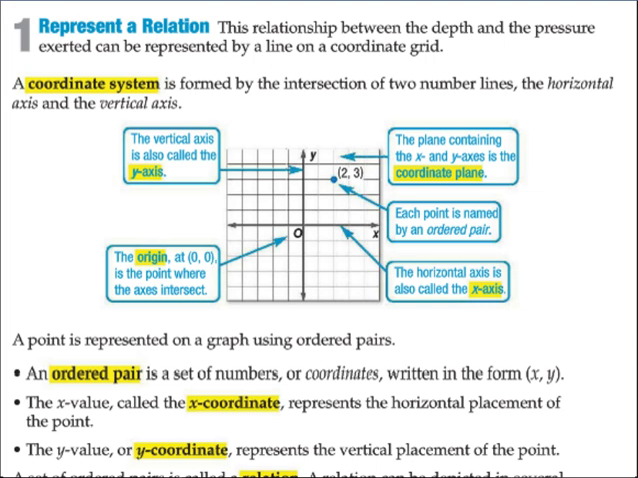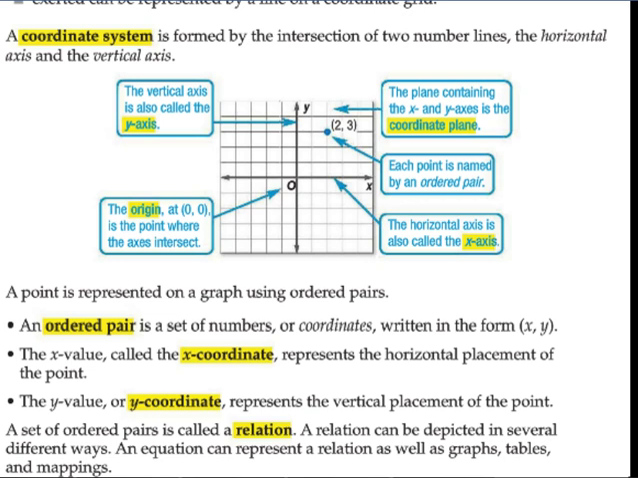Representing a relation. So what is a relation? A relation is really just a set of points, okay? We use coordinates here, so we have to understand the coordinate system. This is called the coordinate plane with the y-axis, the x-axis. The origin is 0, 0. Each point is named by an ordered pair. That's review. Those are things that you guys have some experience with and know.